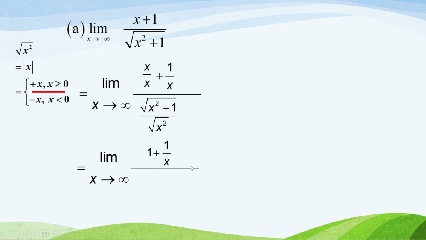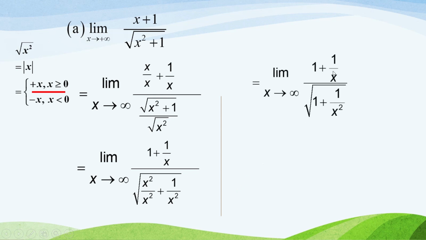We get (1 plus 1 over x) over the square root of (x squared over x squared plus 1 over x squared), which is (1 plus 1 over x) over the square root of (1 plus 1 over x squared). When we substitute infinity in this limit, we get (1 plus 0) over the square root of (1 plus 0), which is 1 over the square root of 1. The square root of 1 is 1, so the answer is 1.